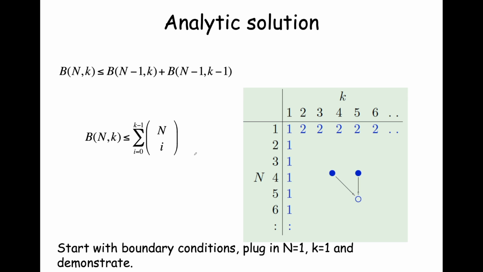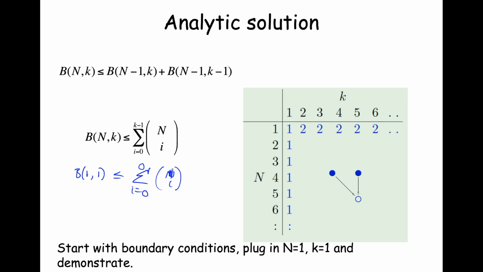And so we're going to start with the boundary value conditions. For these boundary value conditions, we're going to plug in N equals 1 and k equals 1 and demonstrate that this is in fact the case. And so for N equals 1 and k equals 1, we have B(1,1) is at most the sum i goes from 0 to k minus 1, so that's to 0, of N choose i.